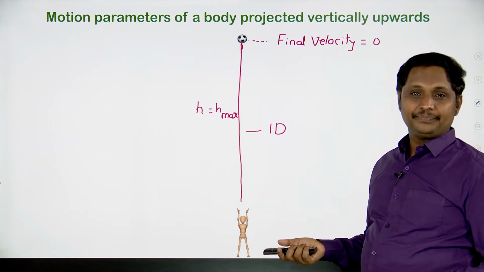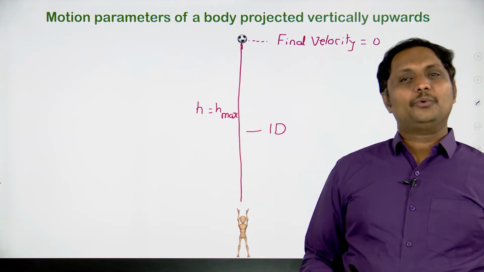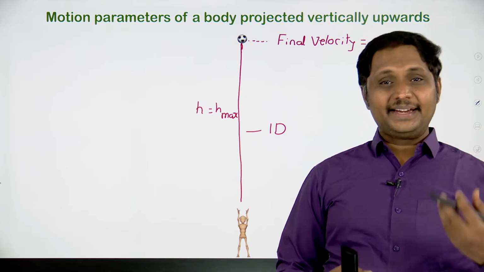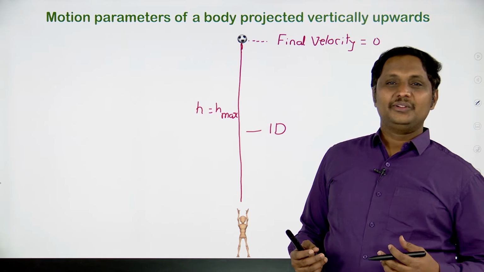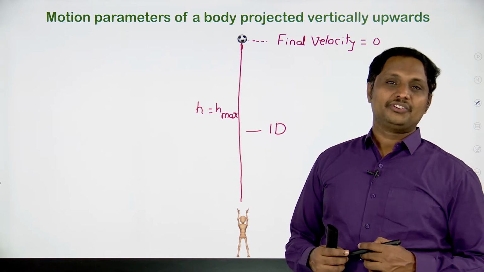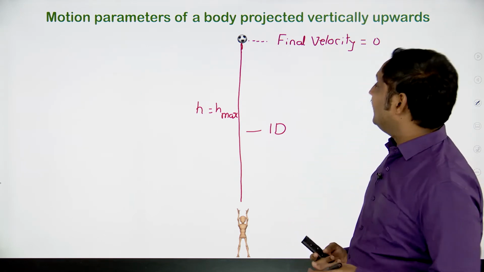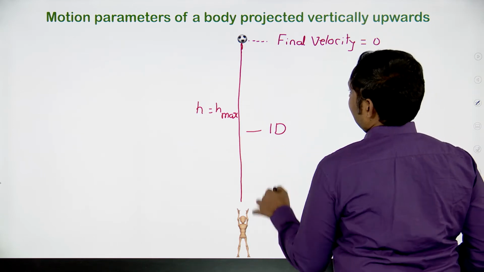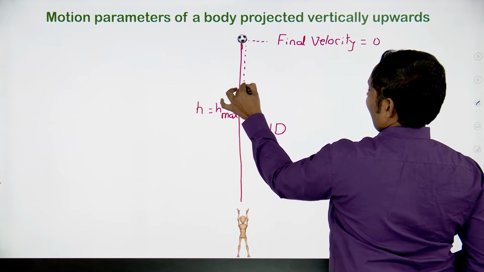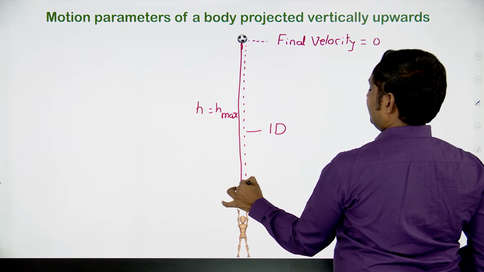In case of oblique projectiles, in higher classes you may get that it has been projected at an angle. You have to get that angle also. Projection angle is going to be considered. Okay, let's have that 1D motion. It's a vertical displacement. What is this called? This is the vertical displacement.